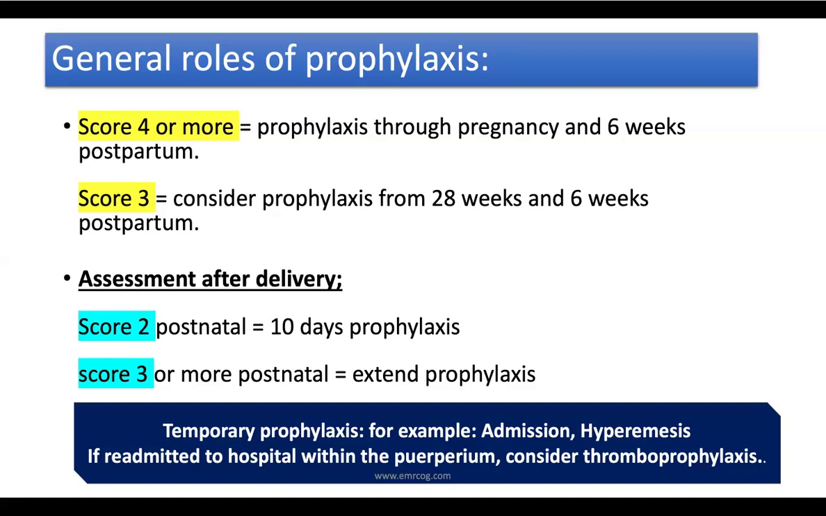If the woman had a total score of 3, you will consider prophylaxis from 28 weeks and also for 6 weeks postpartum.